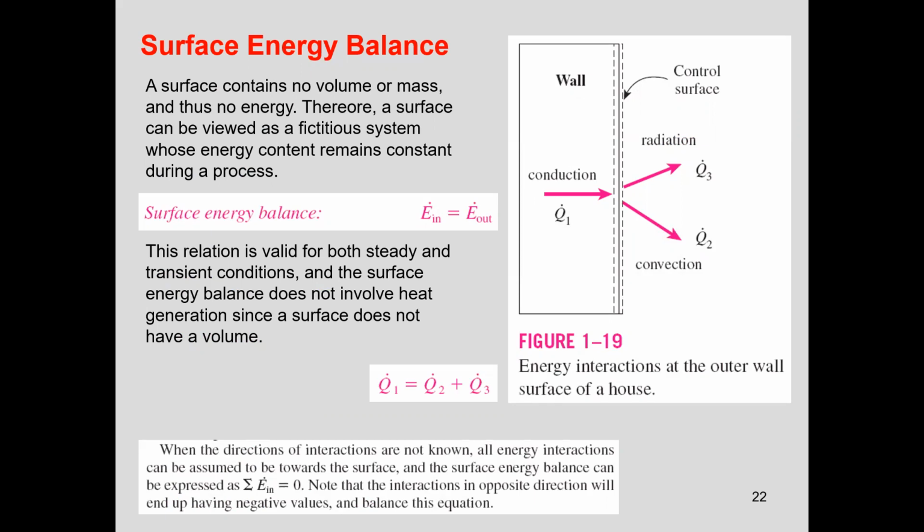The surface energy balance is interesting because the surface contains no volume or mass, and it definitely cannot contain net energy. Therefore, a surface can be viewed as a fictitious system whose energy content remains constant during a process. So the energy that goes into the surface needs to also go out. It's valid for both steady state and transient conditions.